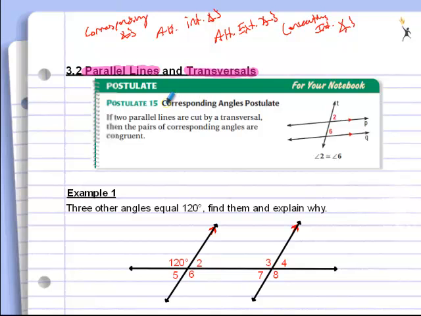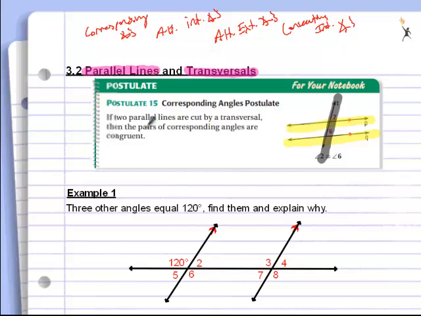We're given a postulate here, and again, I don't care if you remember postulate 15, but this deals with corresponding angles. If 2 parallel lines, like P and Q, are cut by a transversal, like T, then the pairs of corresponding angles are congruent. Pairs of corresponding angles are congruent.